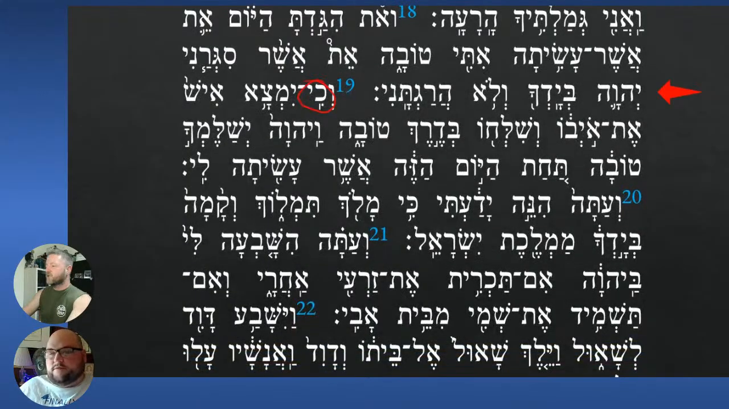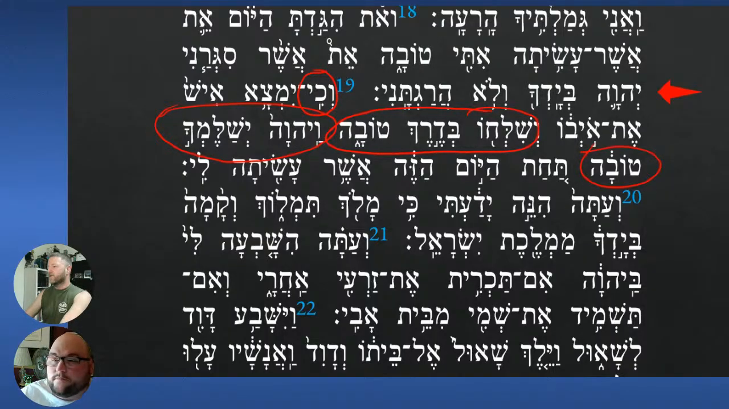Okay, so now we've got that key that is actually the meaning of et asher in this clause. Vechi yimsa ish et oivo. Okay, or maybe not. No, key here is becoming if. And if a man should find his enemy, v'shilcho b'derech tova, and send him off on the good path, on the good way, v'Adonai yeshalemcha tova, then the Lord will repay you goodness, tachat hayom hazeh, in place of this day, asher asita li, what you've done to me.